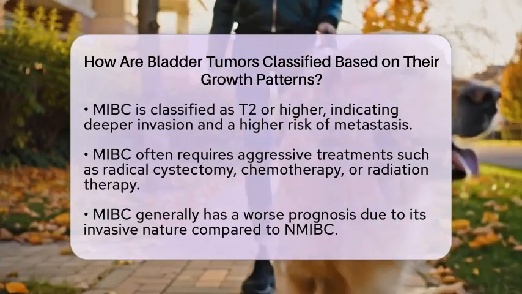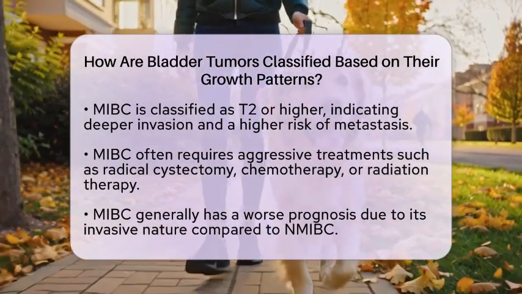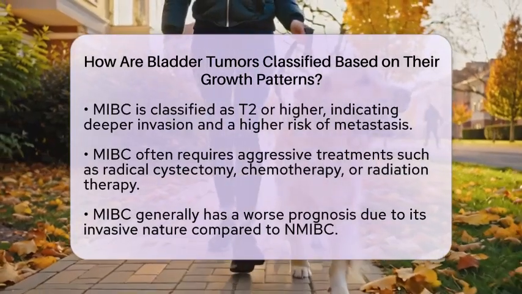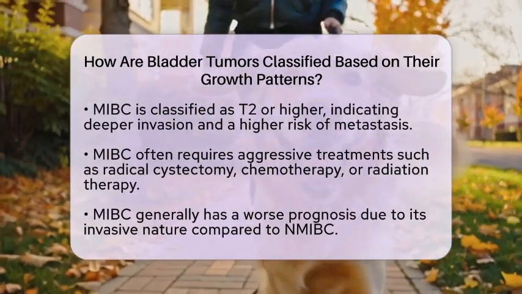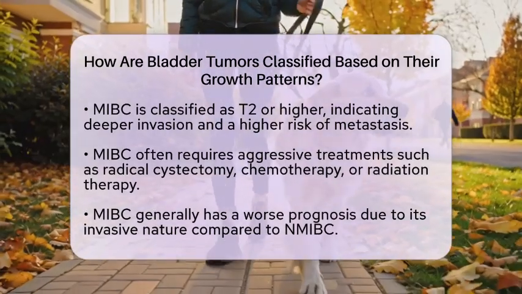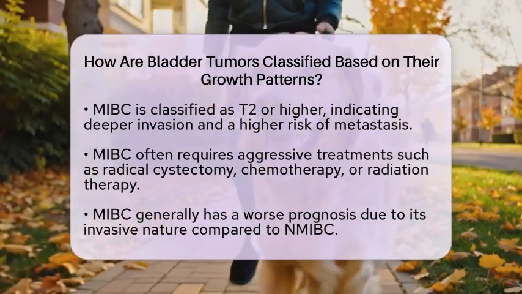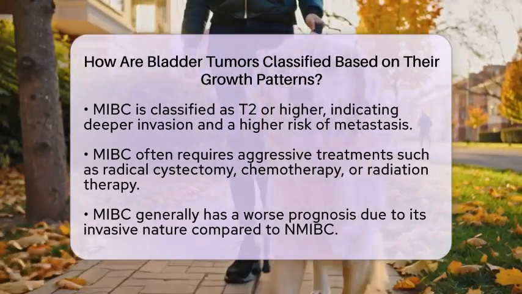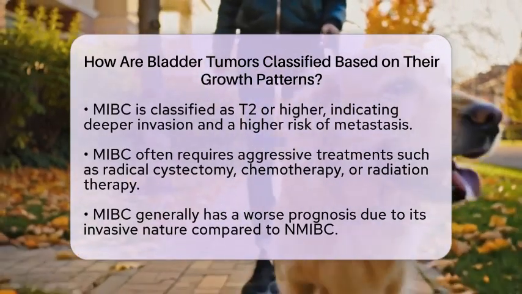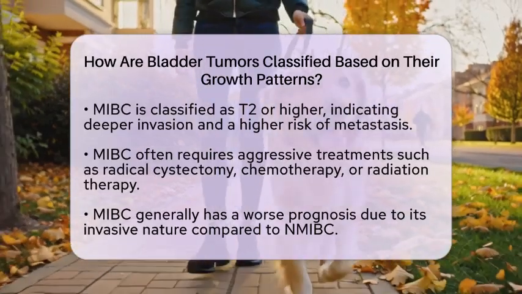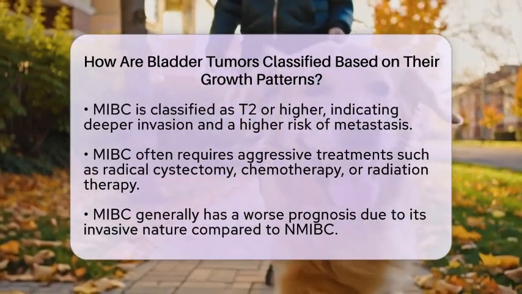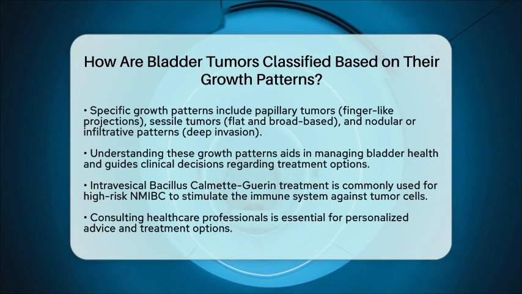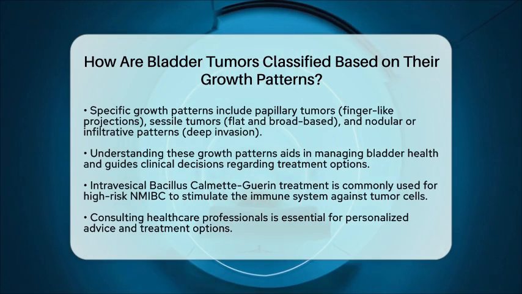Additionally, there are specific growth patterns within these classifications. Papillary tumors grow outward into the bladder cavity, forming finger-like projections, and are commonly seen in NMIBC. Sessile tumors are flat and broad-based, often associated with carcinoma in situ or more aggressive disease. Nodular or infiltrative growth patterns are observed in more aggressive tumors that invade deeply into the bladder wall and surrounding tissues. Understanding these growth patterns is crucial for managing bladder health.